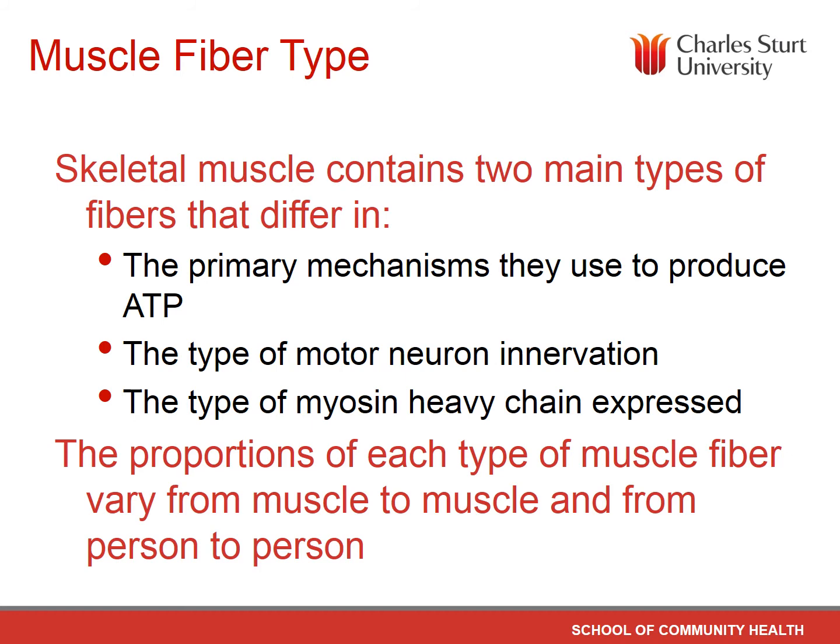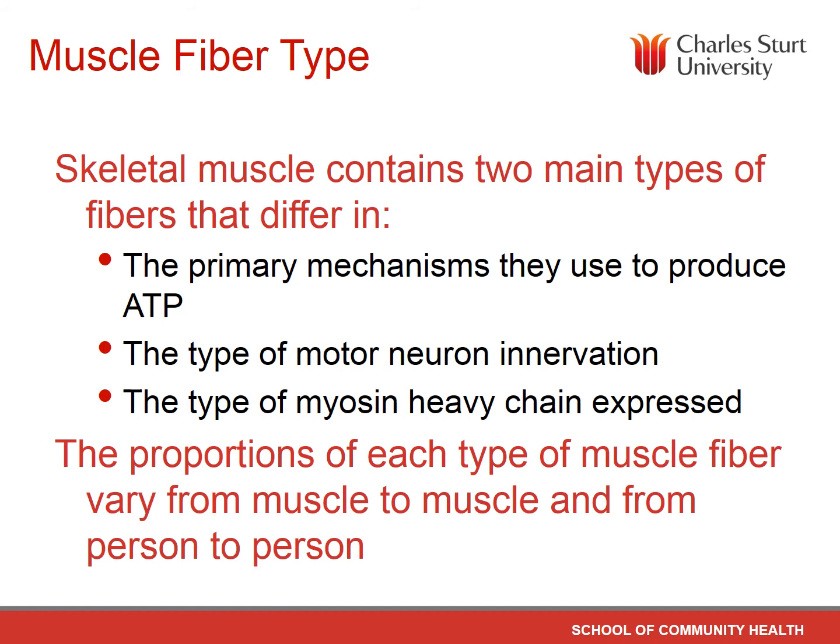Okay, now the last thing that we're going to talk about today, or the last topic, is muscle fiber type. So there are two main types. Skeletal muscle contains two main types of fibers that differ in the primary mechanism that they use to produce ATP, the type of motor neuron innervation that they have, and the type of myosin heavy chain that is expressed in them.